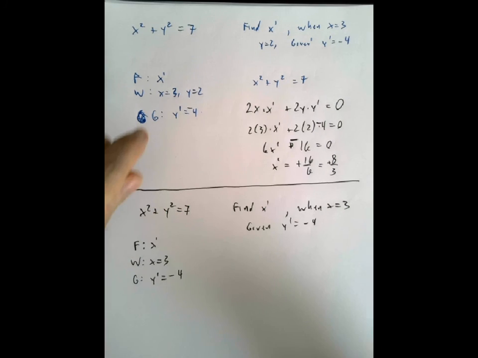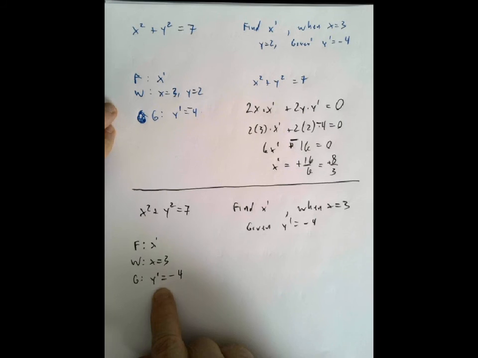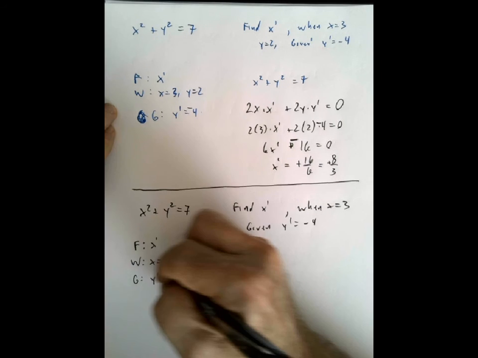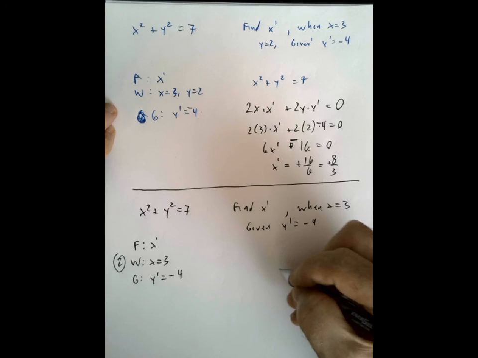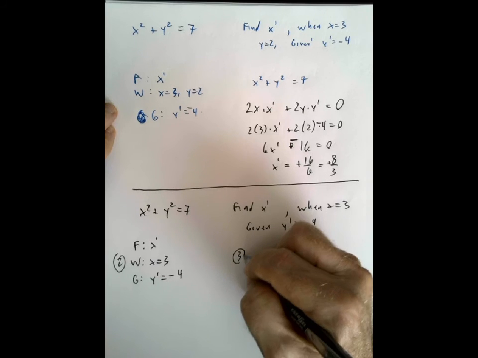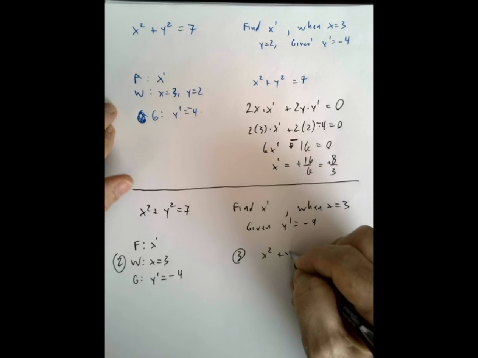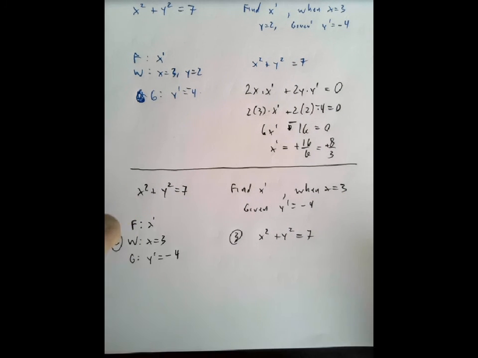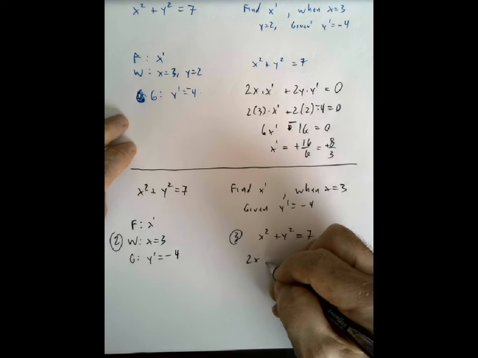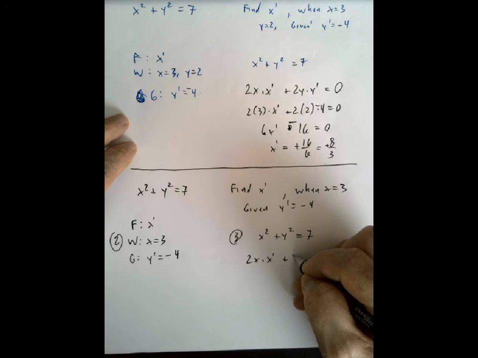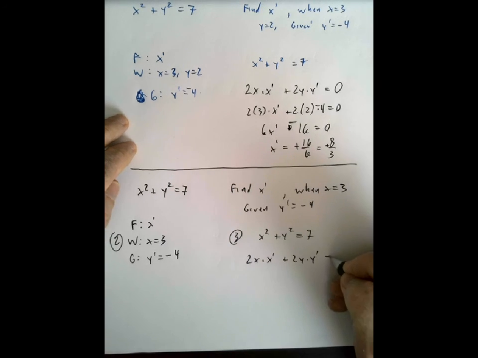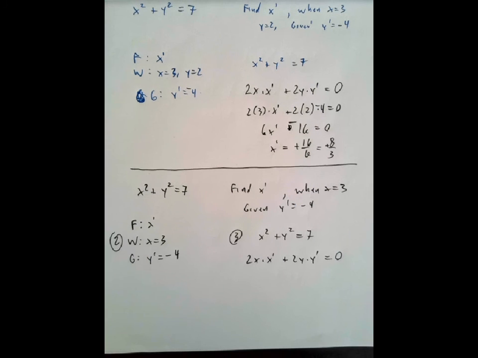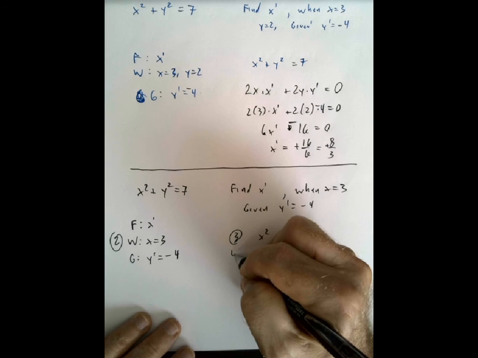So we still are given that, that's step 2. This is still step 3, right? We still know that x squared plus y squared is equal to 7. Now we take the derivative, which again works out to be 2x times x prime plus 2y times y prime is equal to 0. So that's step 4.